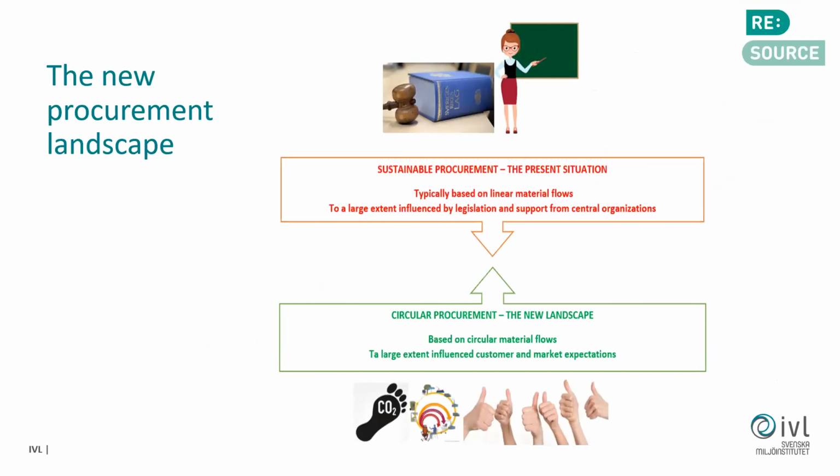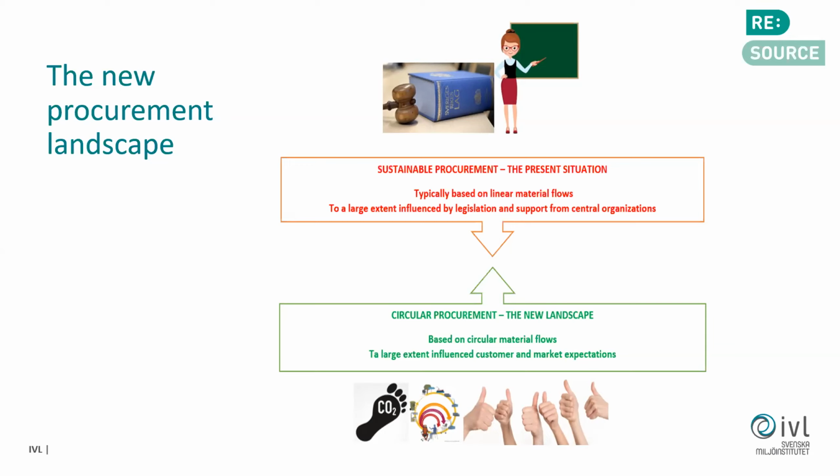Well, let me explain what I mean with a new landscape. Environmentally adapted or sustainable procurement, I would say, is the present situation for the time being. It's typically based on a linear material flow. In fact, the existing legislation we have today is based on a linear material flow. Usually you go straight to prepare your procurement document once you find out that you will buy something.